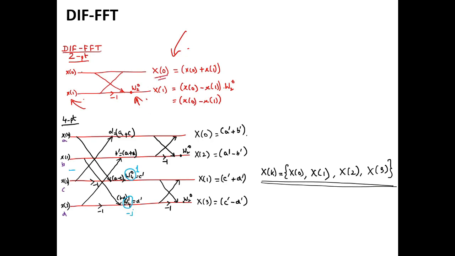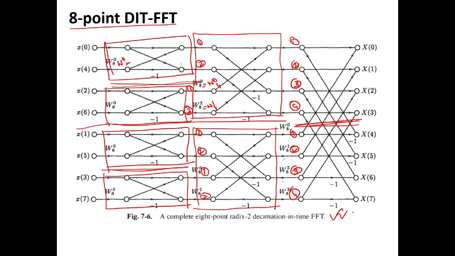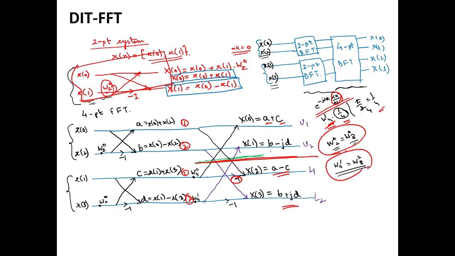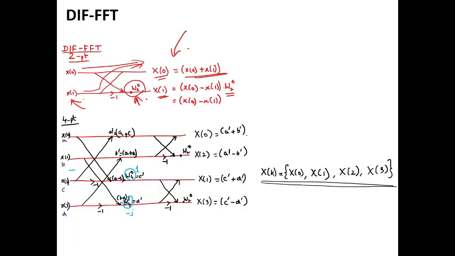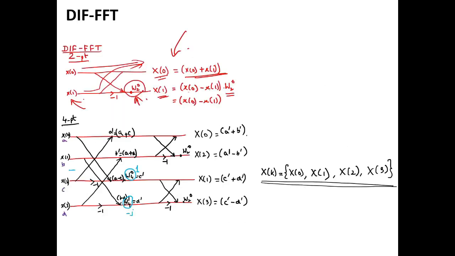X0 is nothing but x0 plus x1, and then x1 equals x0 minus x1, and then after this addition is done, we are having the multiplier with the twiddle factor. Over there, before the addition, we were multiplying with the twiddle factor, right? So before the addition we were having this multiplication with the twiddle factor. Here, after the addition is done, then we go for the multiplication with the twiddle factor.